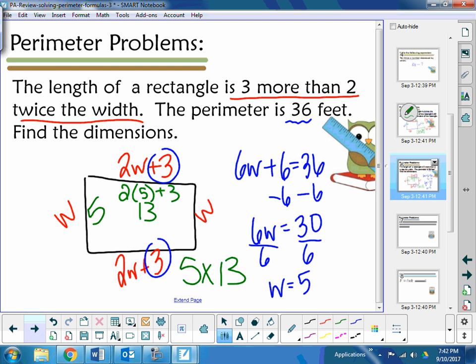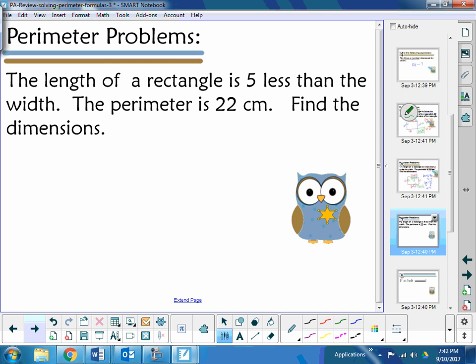Alright, last one. The length of the rectangle is 5 less than the width. The perimeter is 22 centimeters. Find the dimensions. Okay, so you take a second, draw your rectangle.